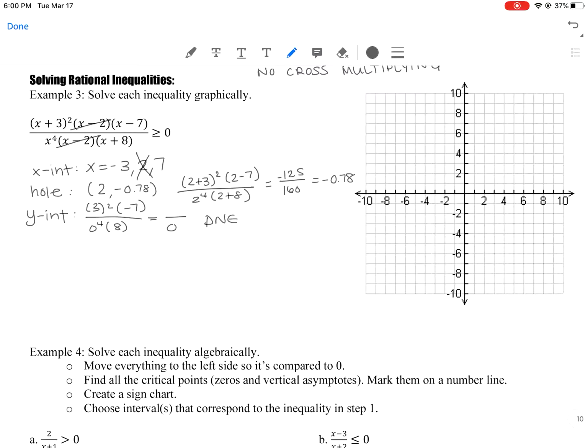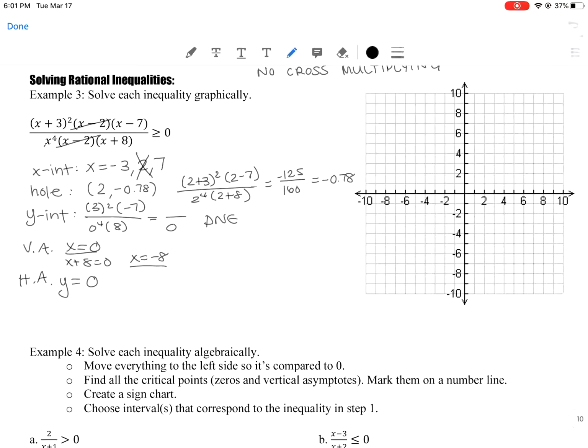Okay, in this case, if I set the bottom equal to 0, we'll get some vertical asymptotes. X to the 4th equals 0 will just be x equals 0. And then x plus 8, when we set that equal to 0, we'll get x equals negative 8. So x equals 0 and x equals negative 8 are my two vertical asymptotes. For your horizontal asymptote, look at the degree of the top. We've got a degree 5 on the top and a degree 6 on the bottom. The degree on the bottom is bigger than the degree on the top, so it will always go to a horizontal asymptote at y equals 0.